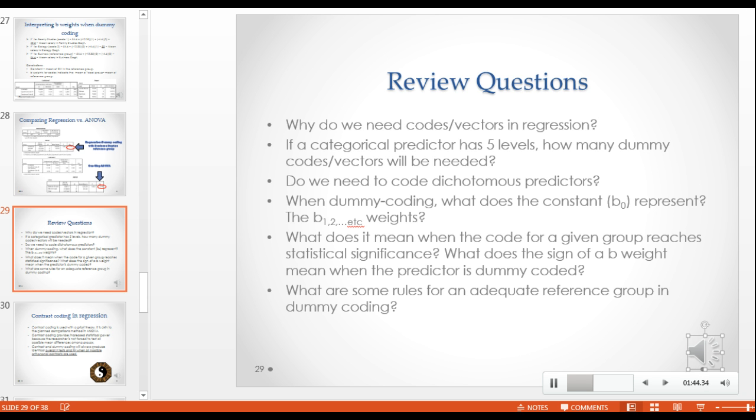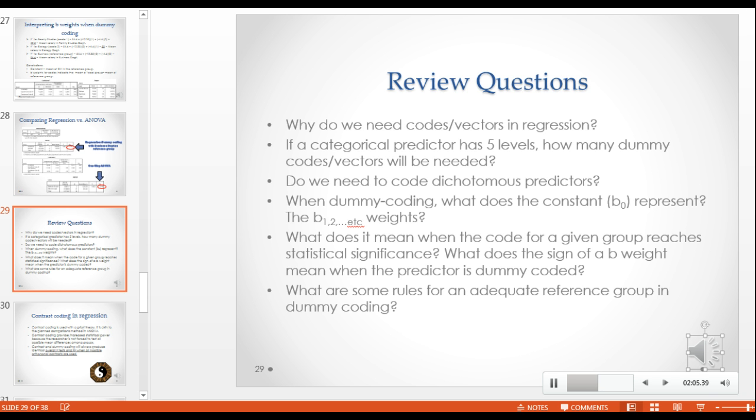The second question is, if a categorical variable has 5 levels, let's say you're analyzing across 5 different organizations and you want to understand mean differences among them, how many dummy codes or vectors will be needed to fully represent that predictor? And the answer is 4. So you take your number of levels, which would be lowercase n, and you would subtract 1, and that would be the number of dummy codes that you need.